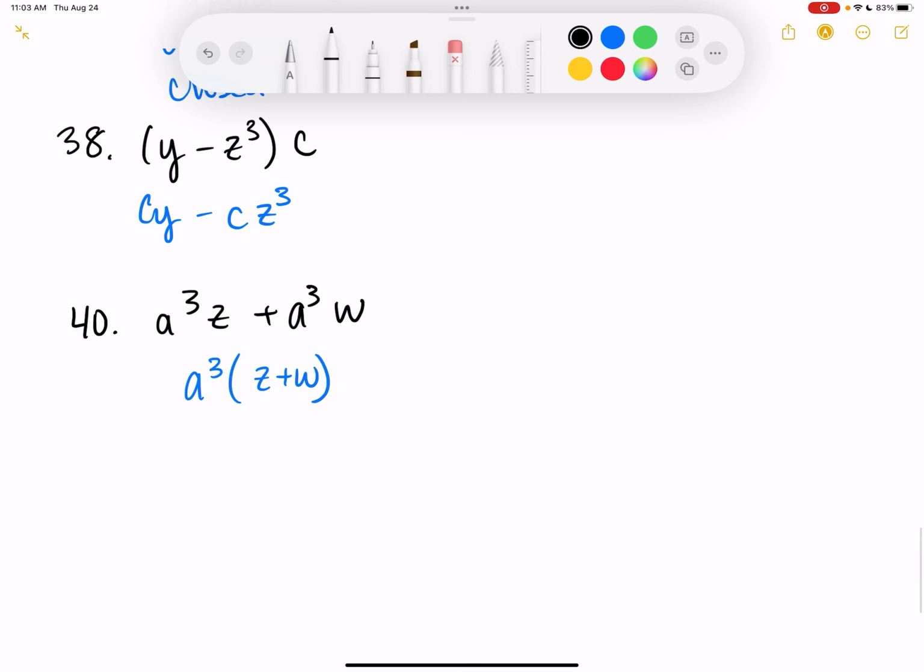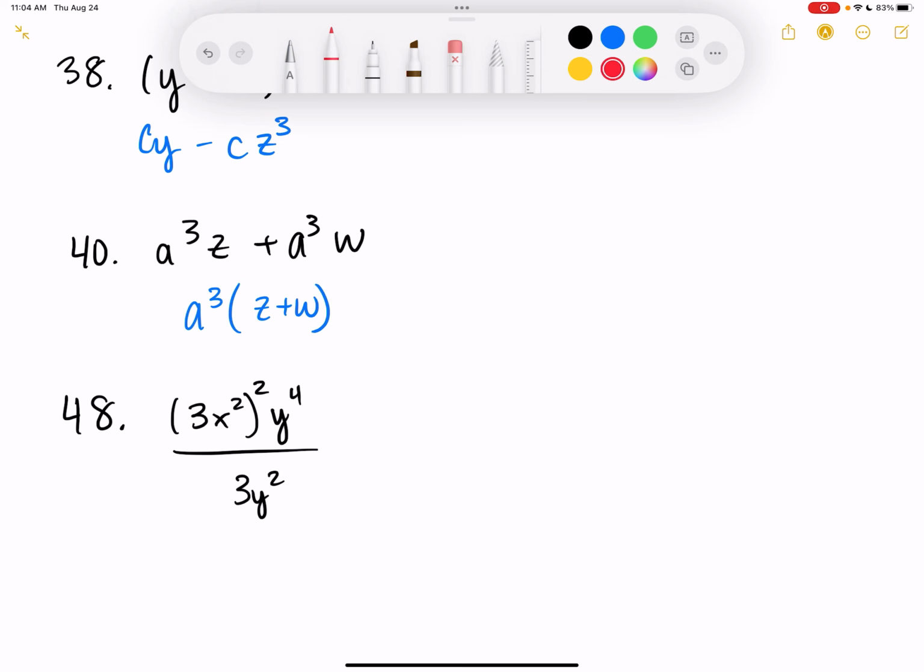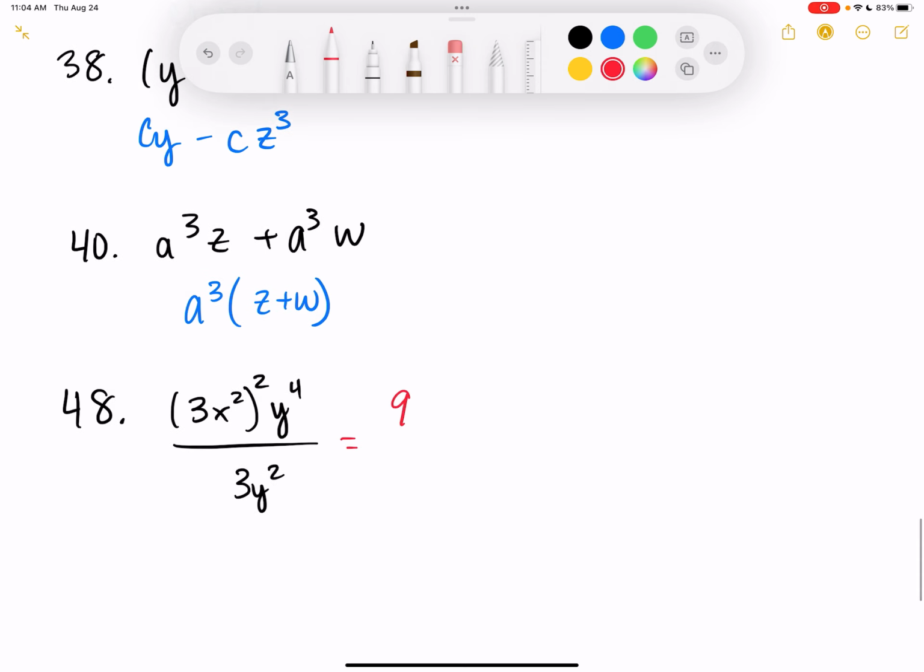All right, so simplify the expression. Assume that all variables in the denominator are non-zero. So 48. Parentheses, 3x squared, close parentheses, squared. So that's the whole thing getting squared. Y to the fourth over 3y squared. Any suggestions about what to do first? We should square the 3x squared. Okay, so what does that give me? 9x to the fourth. Yep. And y to the fourth over 3y squared. And then what?